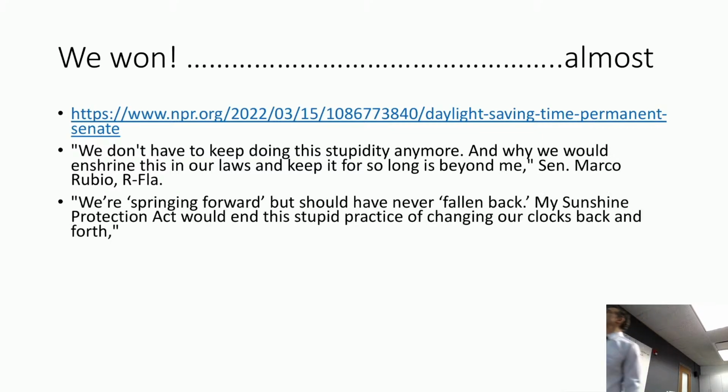Why would we enshrine this in our laws and do it for so long is beyond me. And this is actually from 2 weeks ago, he is quoted as saying, we are springing forward, but we should never have fallen back. My Sunshine Protection Act would end this stupid practice. I love his use of the word stupid all the time. Anyway, it is stupid. It's ridiculous.